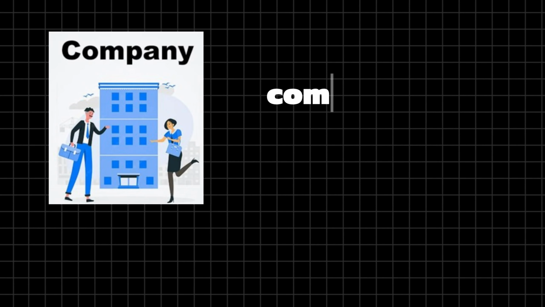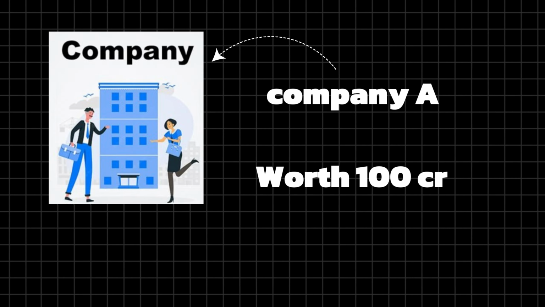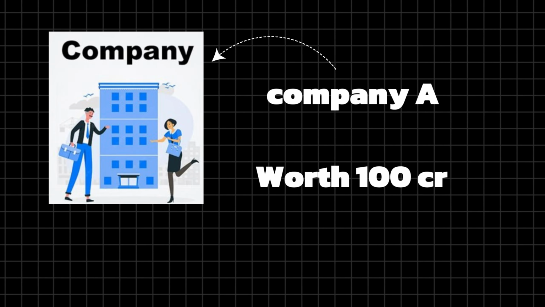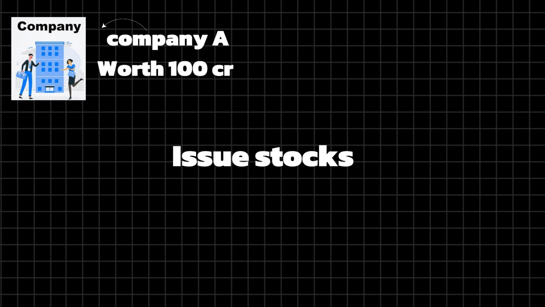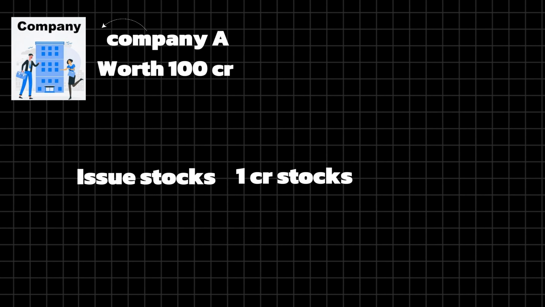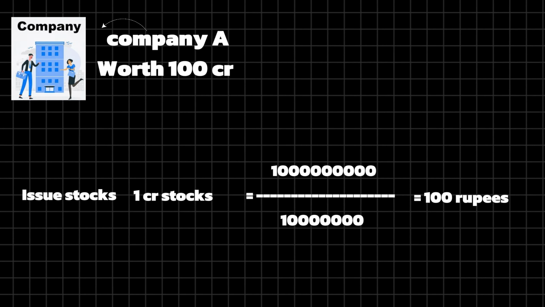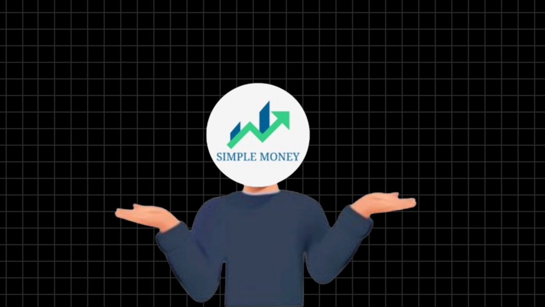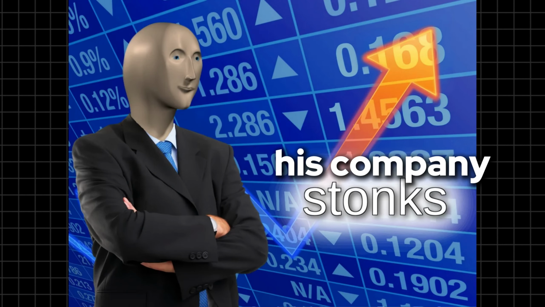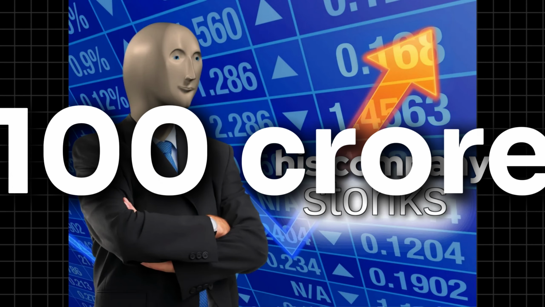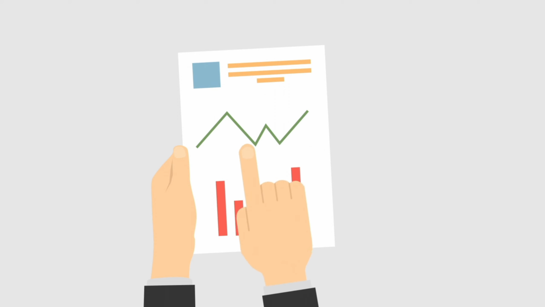share or stock. Let's say there's a company, we'll call it Company A, worth 100 crore. To divide ownership of the company, they decide to issue stocks. Let's say they issue 1 crore stocks in the market. Each stock would cost around 100 rupees. So, if you buy one share of Company A, you buy a part in his company, well, whatever comes in 100 rupees because his company is actually very big, like 100 crore, so you would become an owner by like 0.00001%. If you want a bigger share, you'll need to buy more stocks.